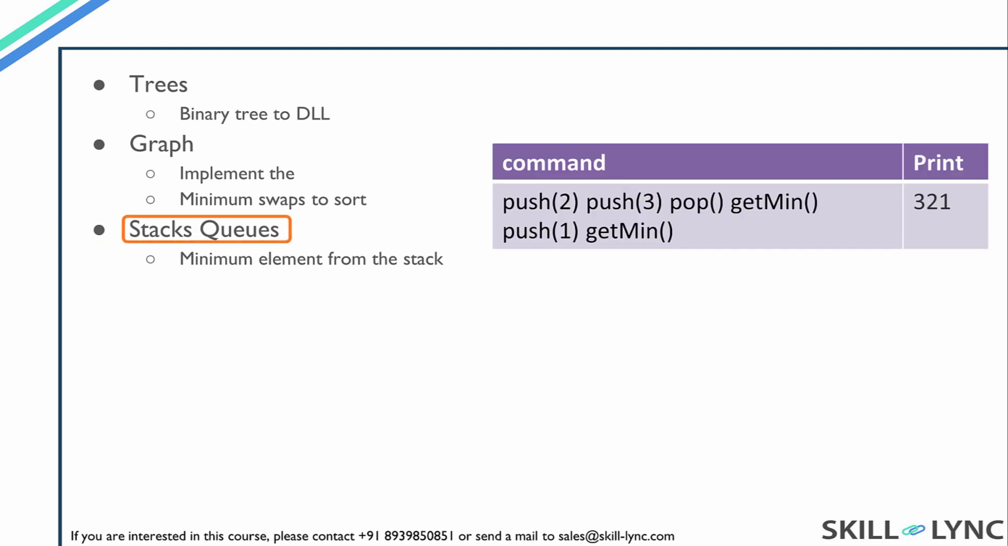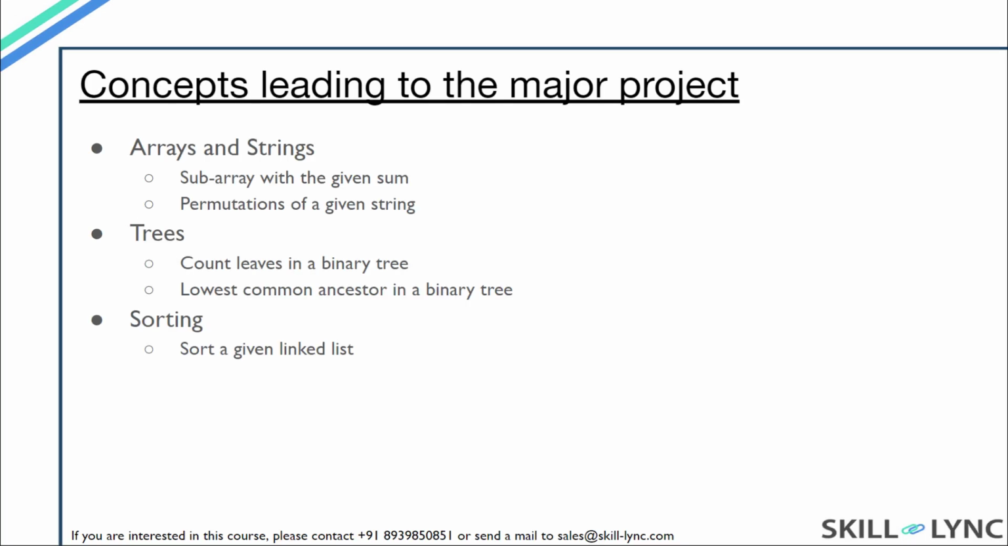Next, we have the stack, which is a data structure that is based on the last in first out approach. Then we have a queue, which is based on the first in first out approach. Using both these data structures, you are tasked with getting the minimum element out of the stack within a time complexity that will be specified. With that, we come to the end of the minor projects that you will be encountering in this course.